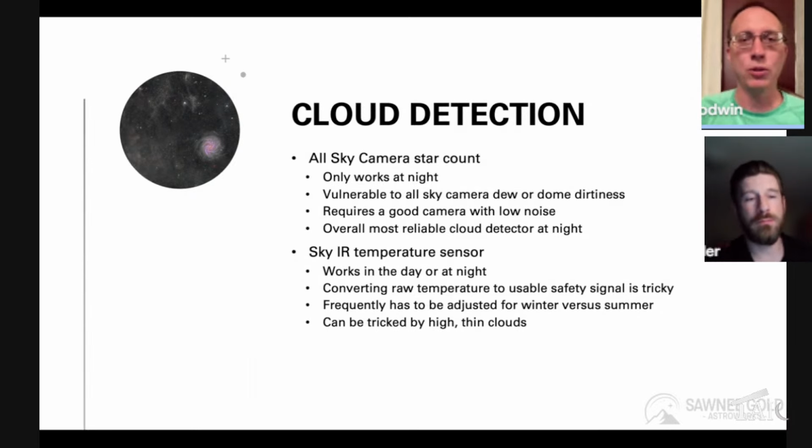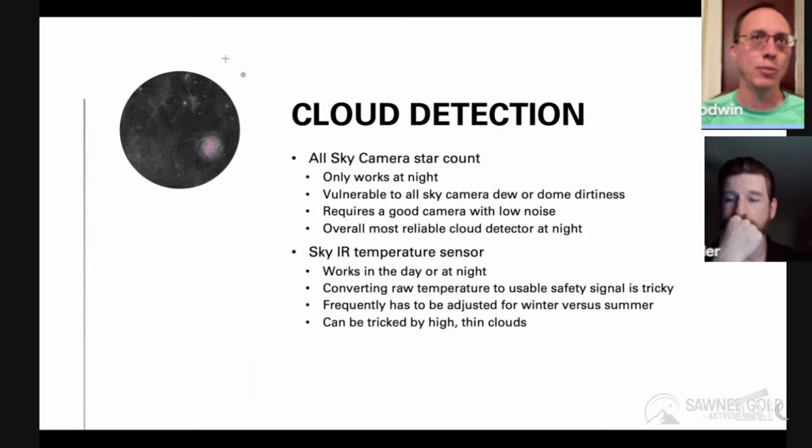So we both use two different types of cloud detection. One is counting stars on the all sky camera. Downside to that is it only works at night, obviously. But it's really reliable at night. As long as your all sky camera dome is clean and free of dew, this count of stars is going to be a very reliable indicator of whether you should be imaging or not. You do need a pretty good camera in the all sky so that you can reliably count stars, but pretty much any camera you're going to use for all sky these days will be just fine.